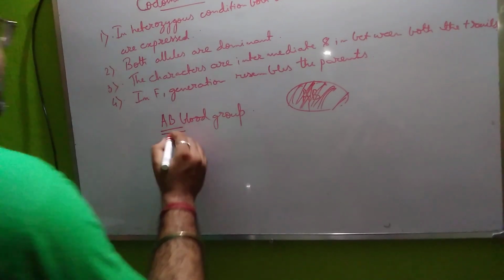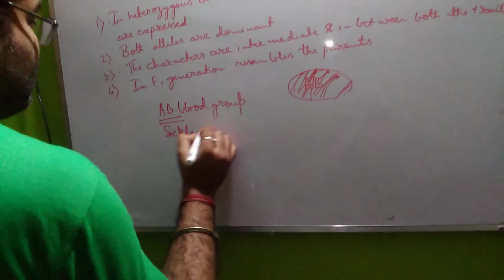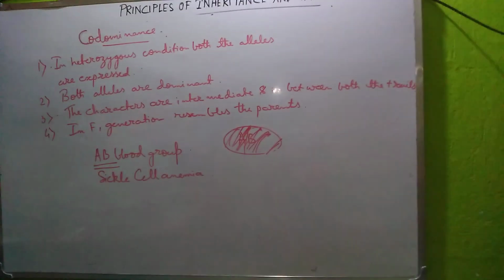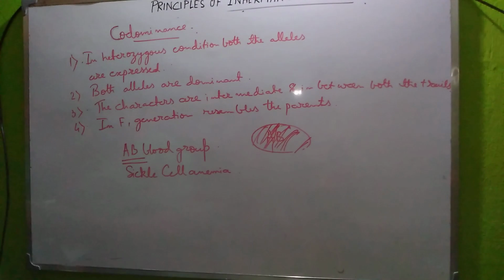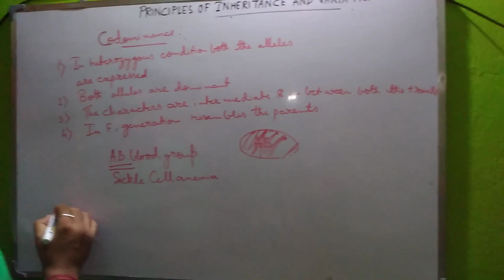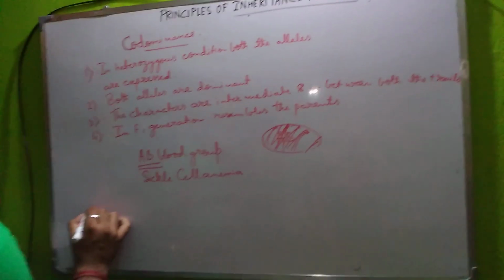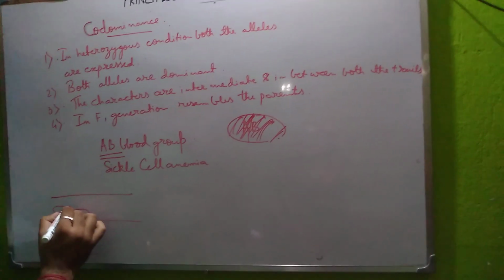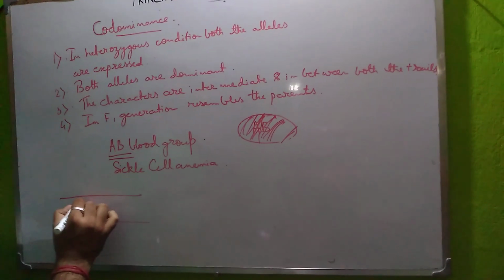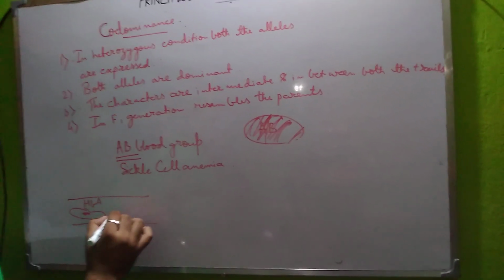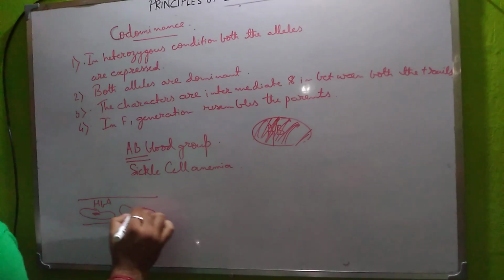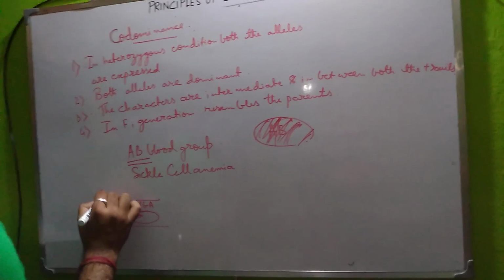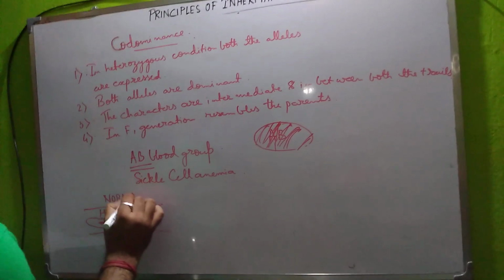Another one is sickle cell anemia. I will be discussing this. In sickle cell anemia, what you will be finding is that this is hemoglobin A, this is also hemoglobin A. This is a normal blood cell, these are the blood cells.